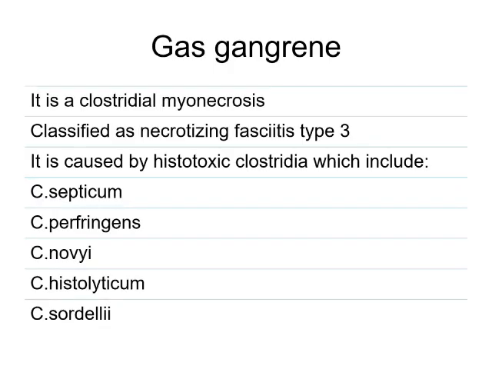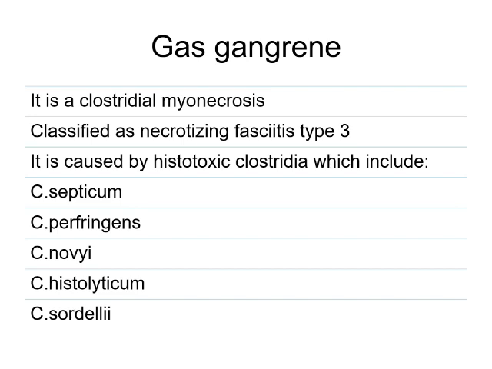Now, let's talk about gas gangrene. Gas gangrene is a Clostridial myonecrosis. It can be classified as necrotizing fasciitis type 3. Remember what I've said previously: type 2 necrotizing fasciitis is caused by streptococci. So now back to gas gangrene.